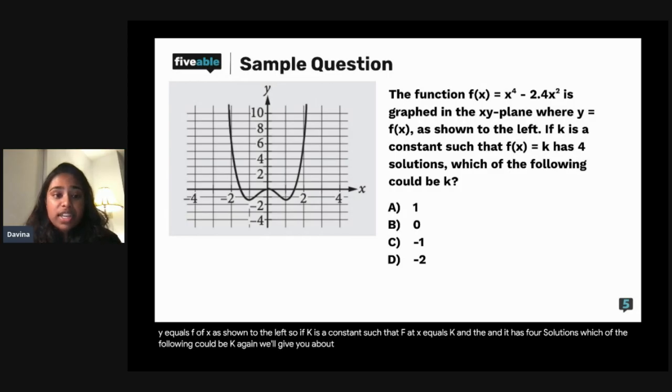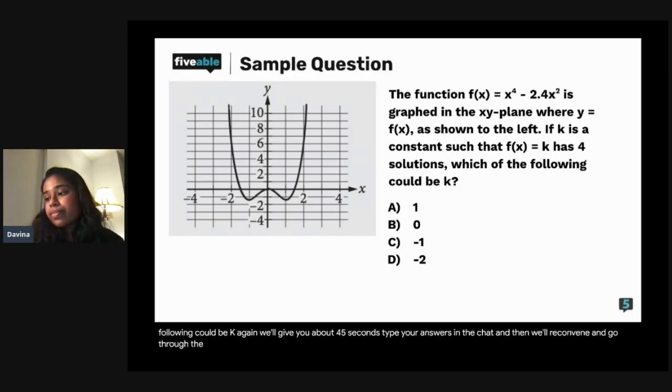Again, we'll give you about 45 seconds, type your answers in the chat, and then we'll reconvene and go through the solutions and some advice.